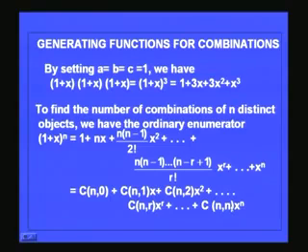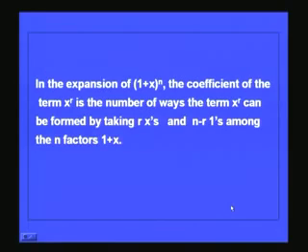In the expansion of 1 plus x power n, the coefficient of the term x power r is the number of ways the term x power r can be found by taking r x's and n minus r ones among the n factors 1 plus x. So that is, you are selecting r objects and leaving out n minus r objects out of n objects.